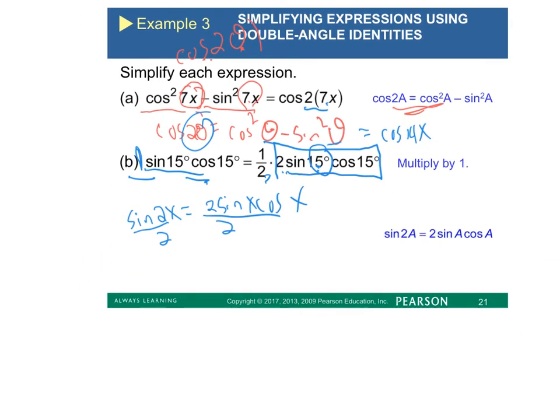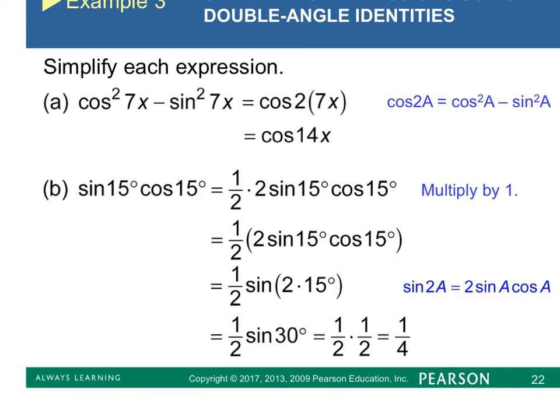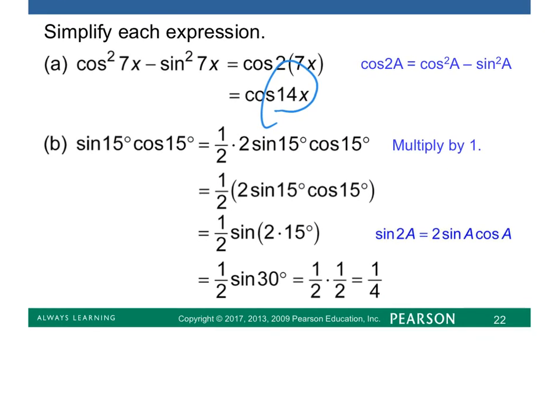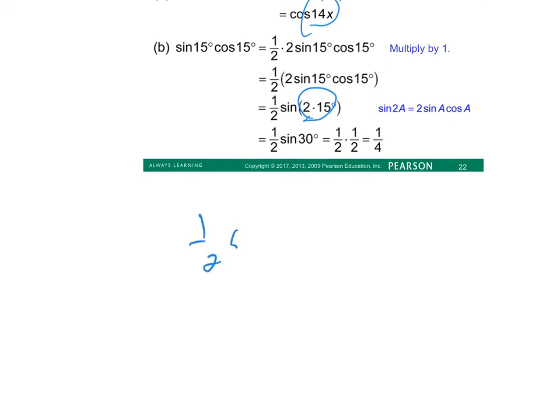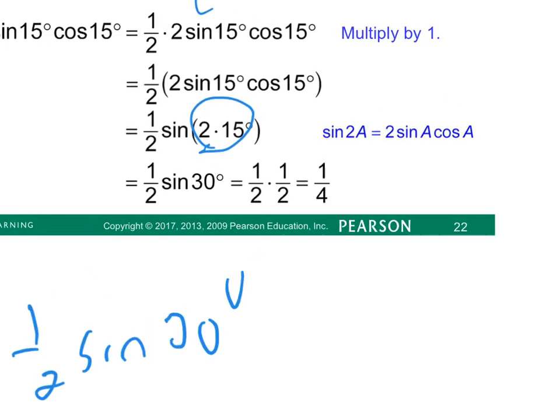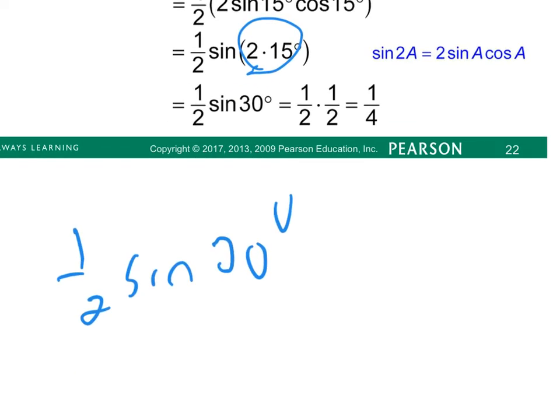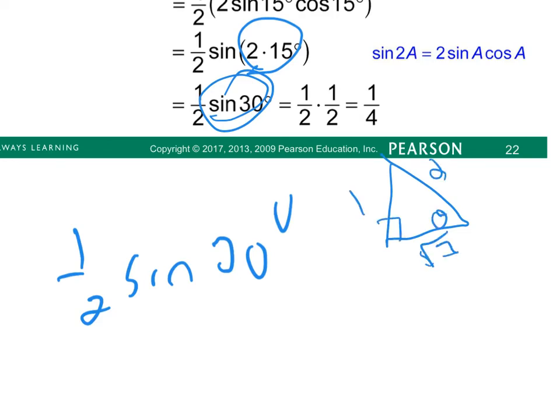I'm not sure what he was talking about. All his notes here. All my identities real fast. There's the double. There's the double. So 1/2 sine of 30 degrees. Now, he went further. It did say simplify. You need to remember that that was equal to a half. Right triangle, theta, 1, 2, square root of 3. 1/2. So 1/2 times 1/2 is 1/4.